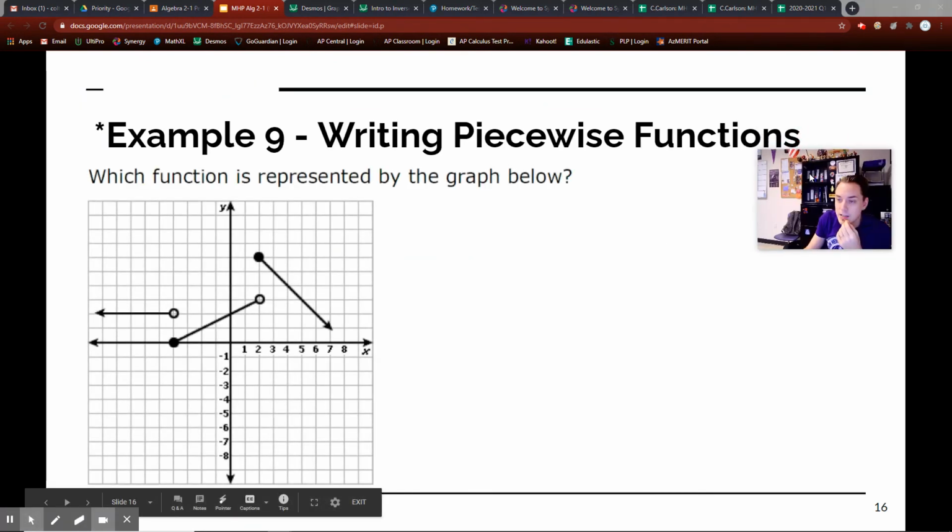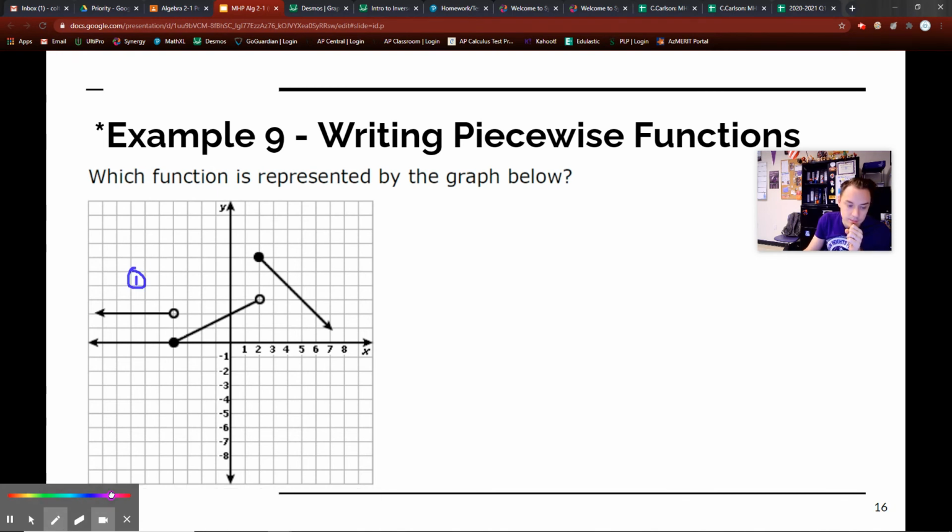What is writing piecewise functions? You have 3 pieces. Okay, 1. You have 2. And then you have 3. And what is this going to look like? The first step that I'm going to do, I'm going to label the steps. First of all, the first thing you need to do is find your functions. If you're given a problem like this, you're going to find functions.